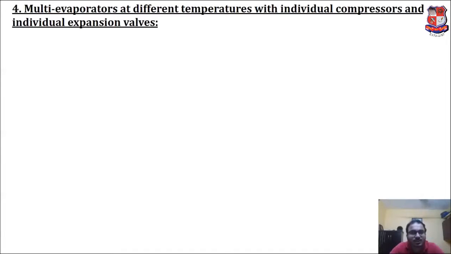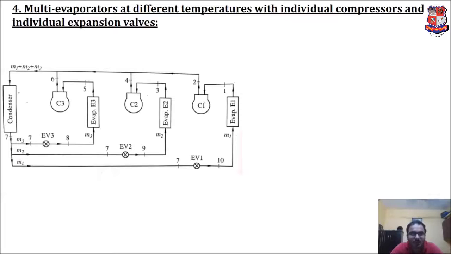Now we are into our last theory of today, which is the multiple evaporators at different temperatures with individual compressors and multiple individual expansion devices. So this is the arrangement for this case, in which, as you can see here, for each mass we have a complete separate arrangement except the condenser. The condenser is common among all 3, and the remaining 3 parts are individual for each set. So we have a separate evaporator, expansion valve and compressor for all 3 sets.